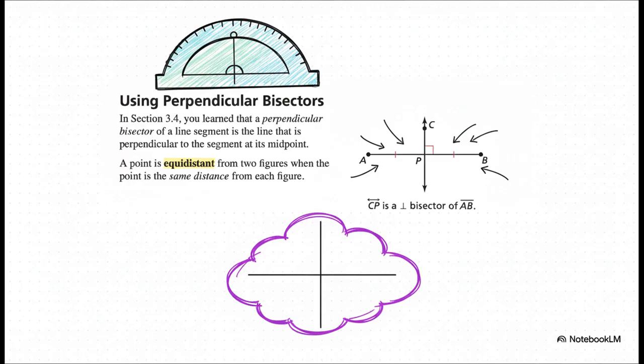First, perpendicular. That means it hits the line at a perfect 90-degree angle. See that little square symbol? That's your clue. Then, bisector. That just means it chops the segment into two perfectly equal halves, right at its midpoint.